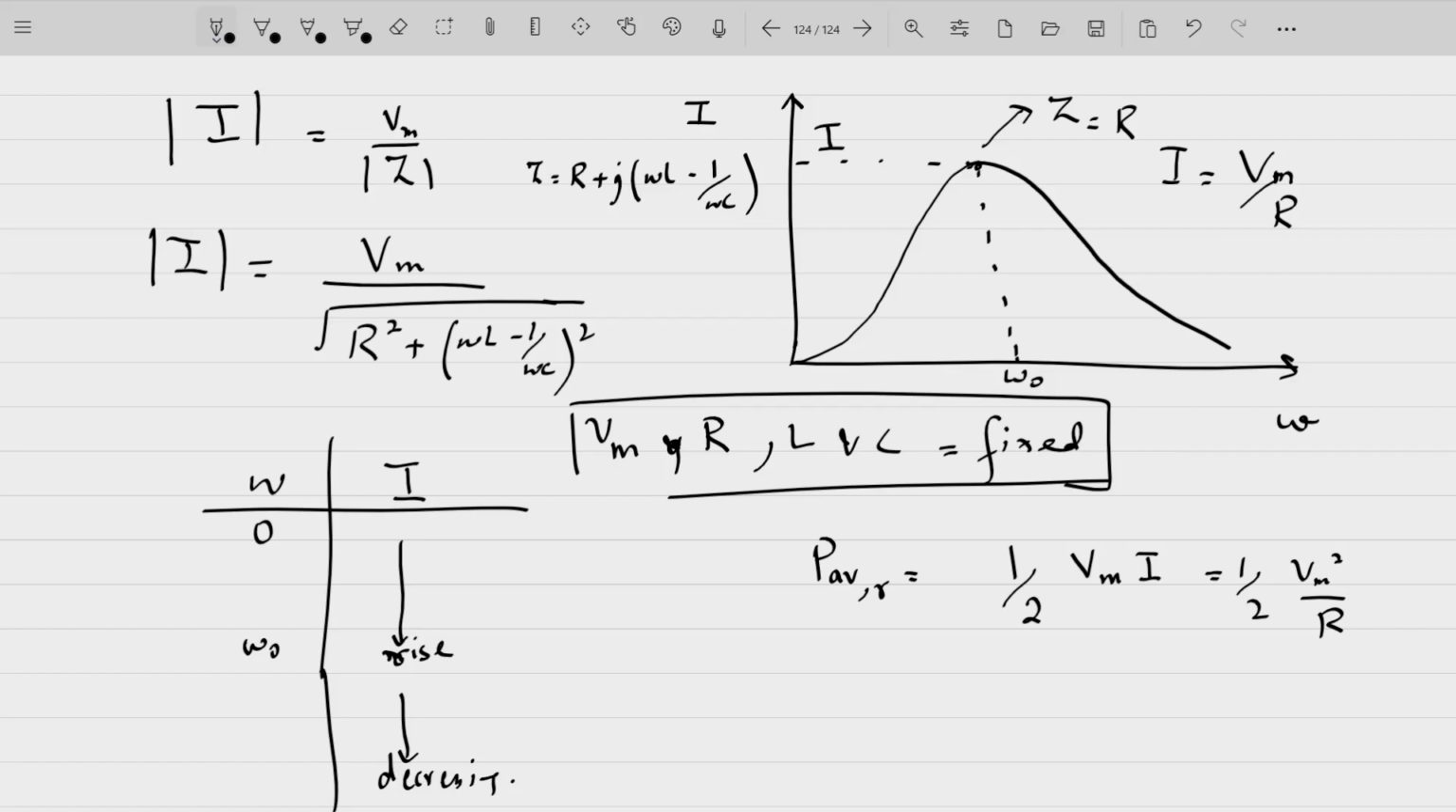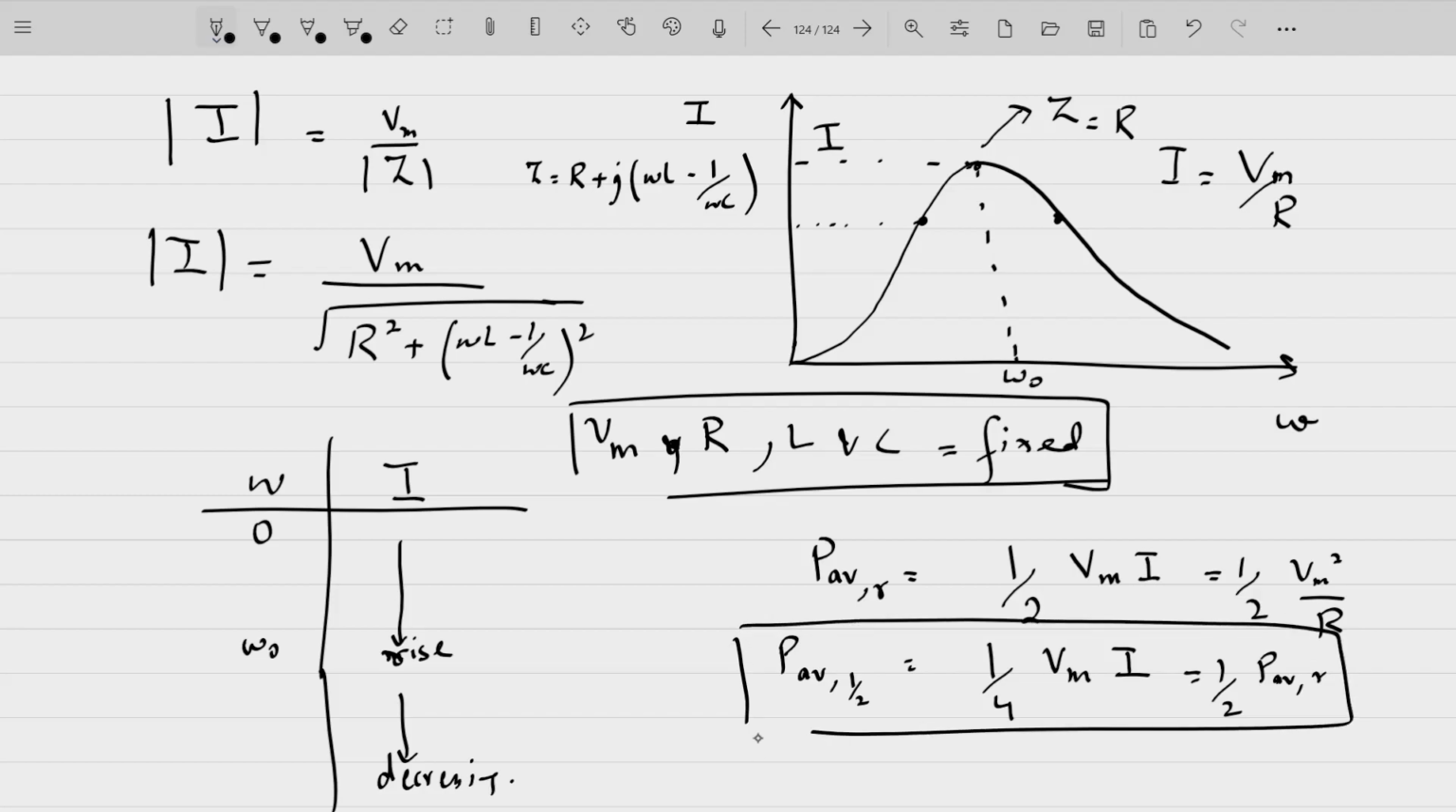So this is the average value at the resonant frequency point. On either side of this graph, there will be a point where the average power will be 1/4 Vm by I. ठीक है, 1/4 का मतलब है this is actually half of P average R. So that's why it's known as the half power point.